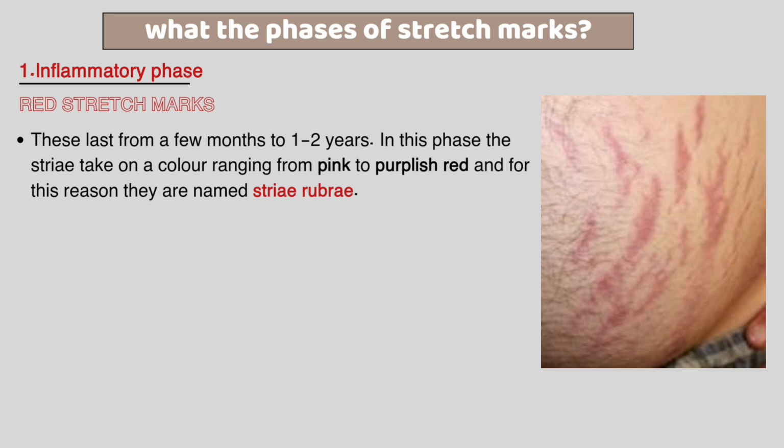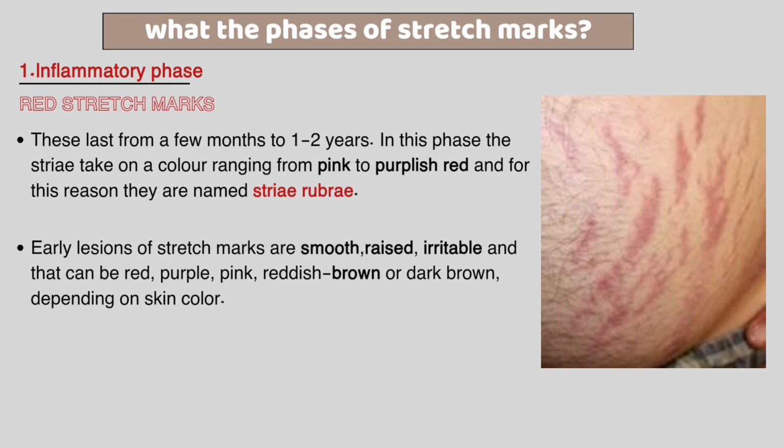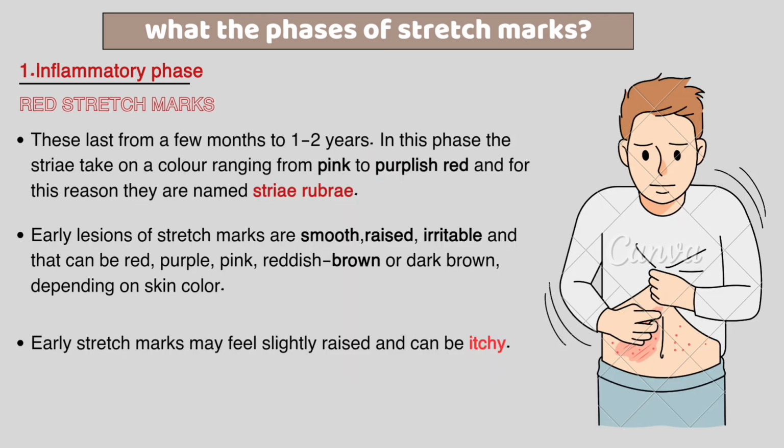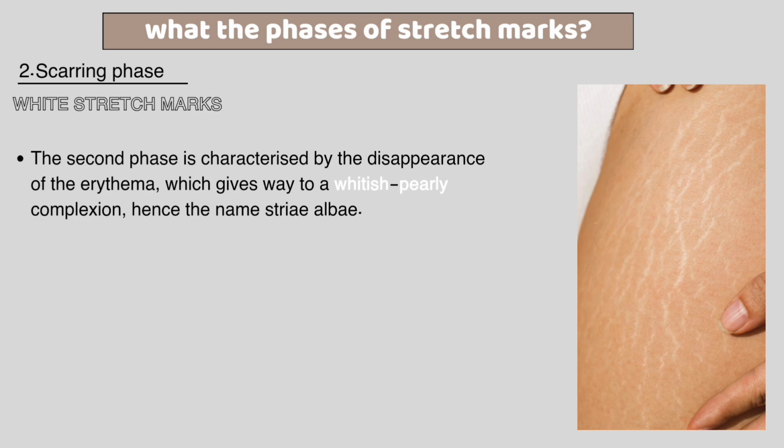In this phase the striae take on a color ranging from pink to purplish red, and for this reason they are named striae rubeae. Early lesions of stretch marks are smooth, raised, irritable, and can be red, purple, pink, reddish-brown or dark brown, depending on skin color. Early stretch marks may feel slightly raised and can be itchy.